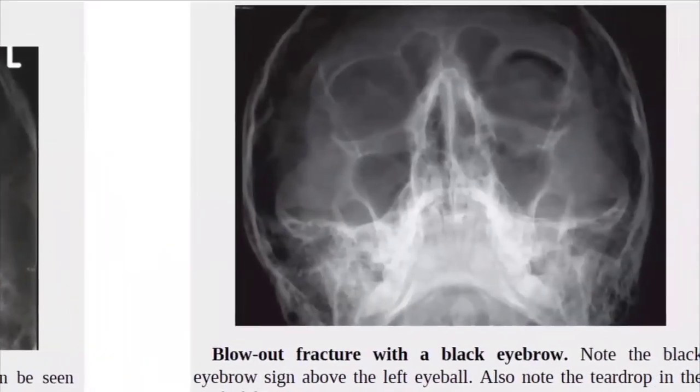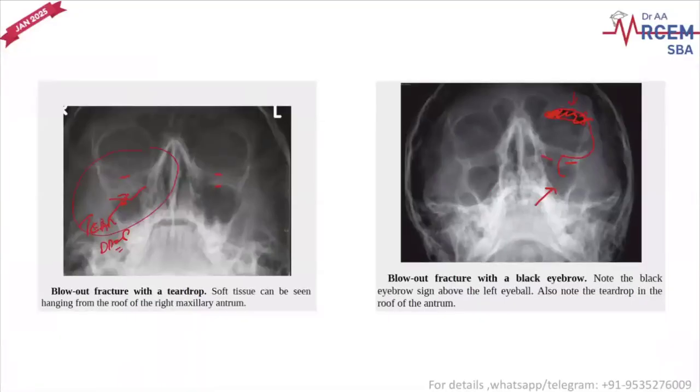Sometimes there might be another sign known as the eyebrow sign. The black color that you're seeing here is the eyebrow sign. Why does the eyebrow sign happen? We know the sinuses are air-filled spaces. There is a fracture, so air escapes here. It is light in weight, so it settles up over the orbit, resulting in a black appearance known as an eyebrow sign.